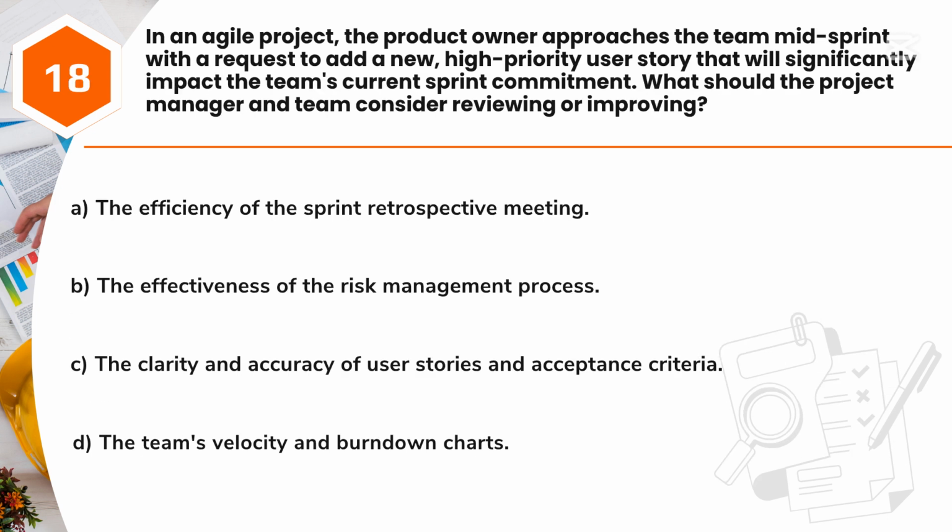Question 18. A project manager is overseeing an Agile project. During a sprint review, stakeholders express dissatisfaction with the increment, stating it doesn't meet their expectations despite fulfilling all acceptance criteria. What should the project manager and team consider reviewing or improving? A. The efficiency of the sprint retrospective meeting. B. The effectiveness of the risk management process. C. The clarity and accuracy of user stories and acceptance criteria. D. The team's velocity and burn-down charts.